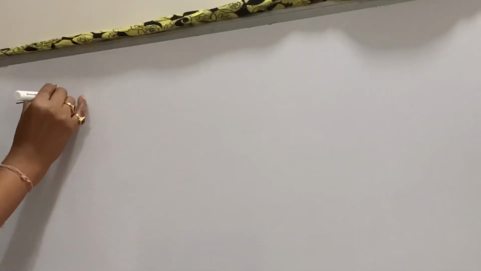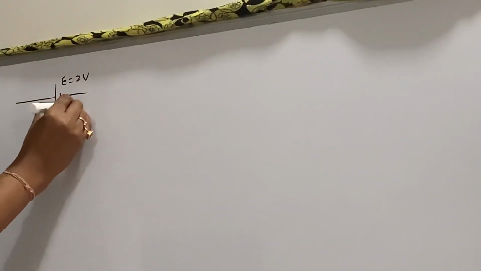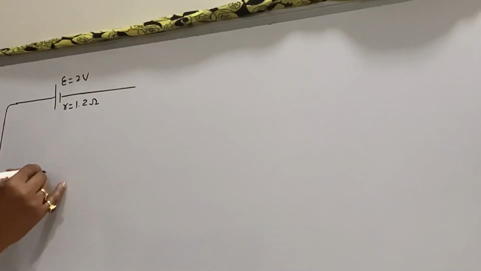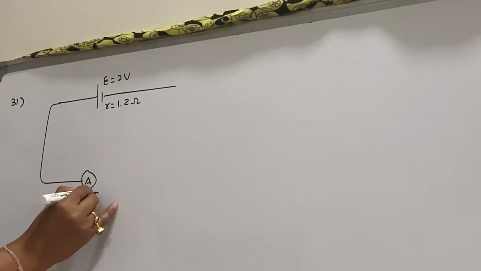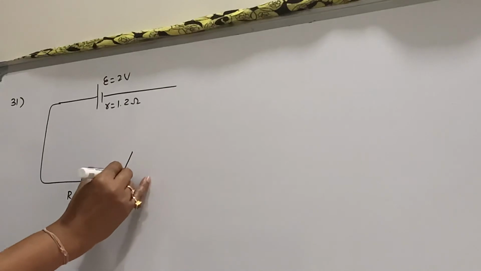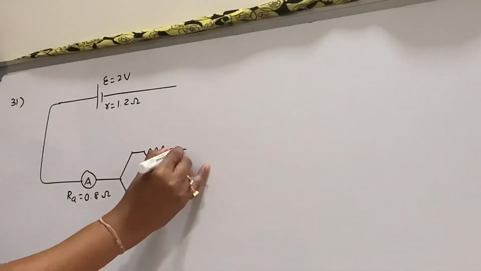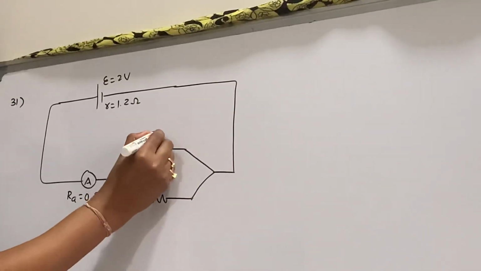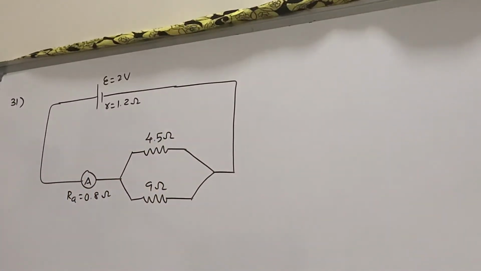We have a cell of EMF 2 volt, internal resistance 1.2 ohm. This is connected to an ammeter of resistance 0.8 ohm. There are two resistors connected in parallel. Okay, this is a very tricky sum. It's not difficult, it's very easy. This is 4.5 ohm and this is 9 ohm. Find the reading of the ammeter. Reading of the ammeter is always the total current in the circuit.